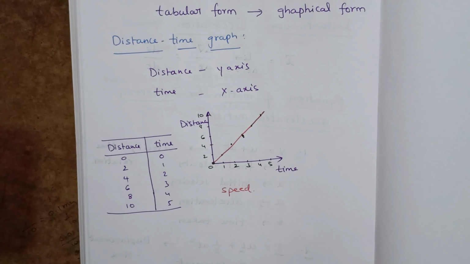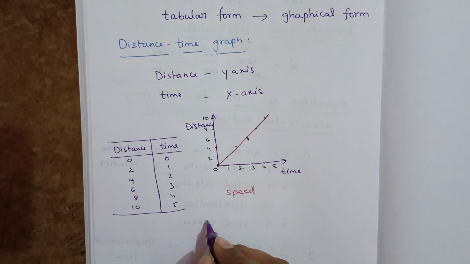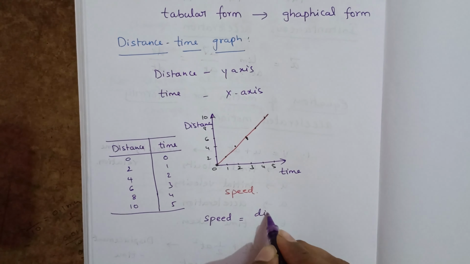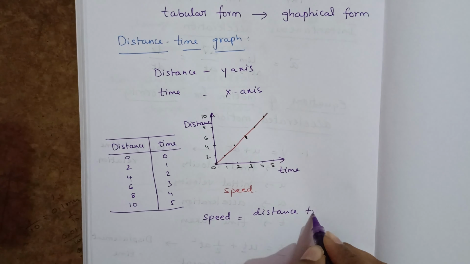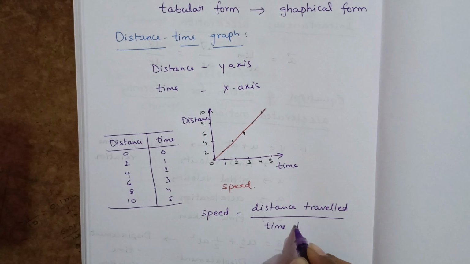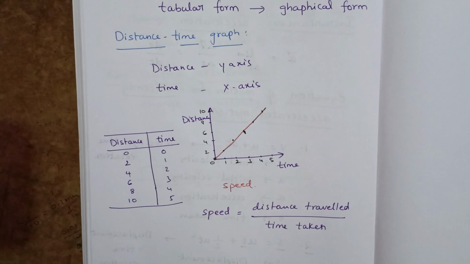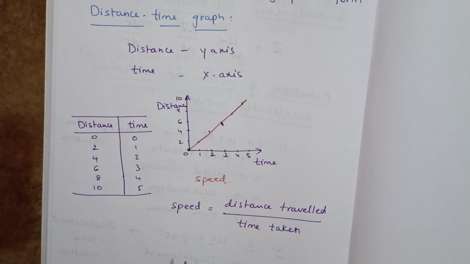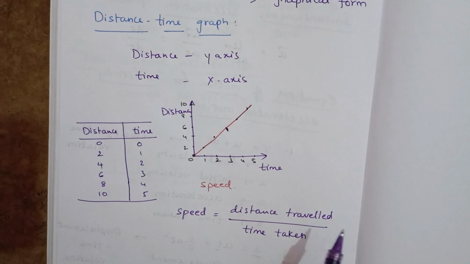Now generally, what is the definition of speed? Speed equals distance traveled by time taken. Now here we can find the speed of the bus.